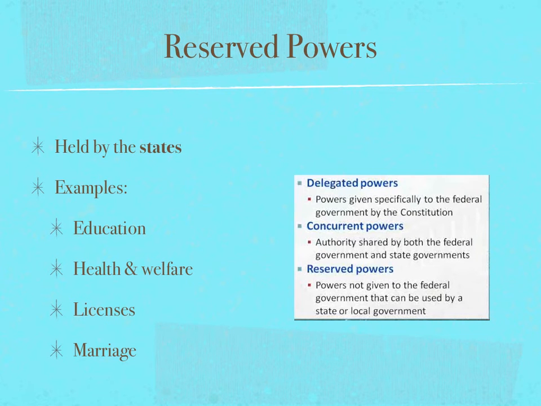You can contrast those with reserved powers. Those are powers held by the states. So these are supposed to be issues that only the states deal with. Education, health and welfare, licenses, and marriage would be among those. You might realize that the federal government has gotten involved in all of those areas. They're not really supposed to, but like I told you, the 10th Amendment, they've ignored it quite a bit, and so they have taken on a lot more power.